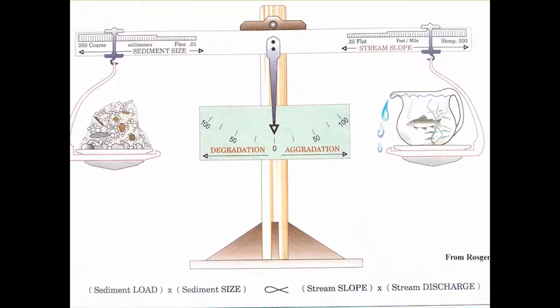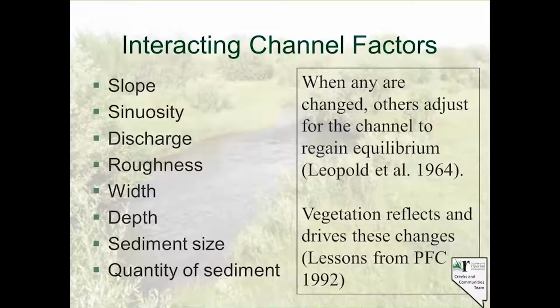So again, just looking at this in words instead of a picture, all of those factors are interacting. If you increase slope, you're going to increase your velocity, which changes your ability to erode sediment, so your sediment size might change. If you start eroding, you're going to change your width-depth ratio. You may take your fines out, change your roughness.